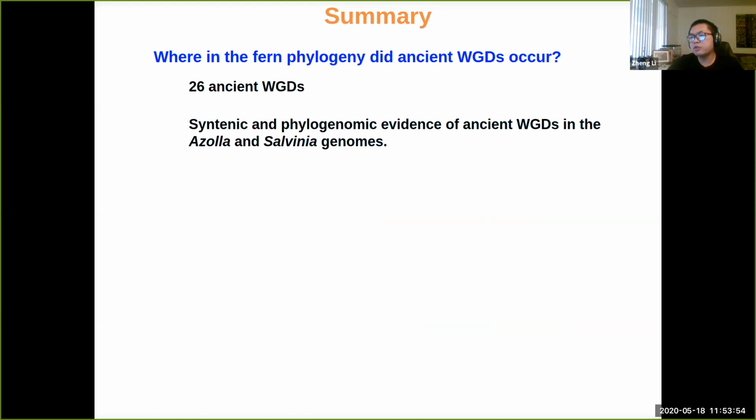So to summarize our results: where in the fern phylogeny did these ancient whole genome duplication events occur? I've shown you the phylogeny. Overall, across the fern phylogeny, we have 26 ancient whole genome duplication events. We also showed you the syntenic evidence and phylogenomic evidence of ancient whole genome duplication in the first two fern genomes, Azolla and Salvinia.